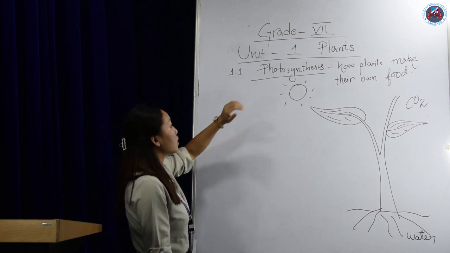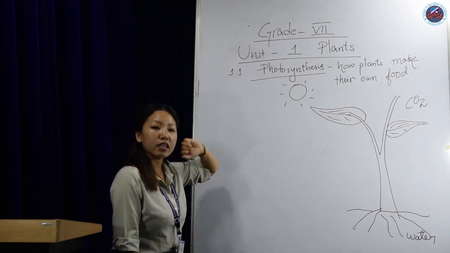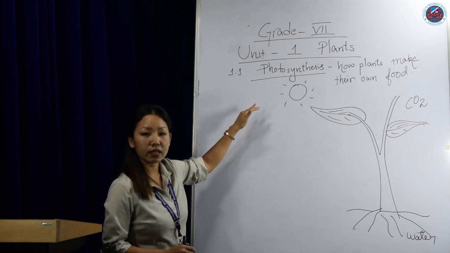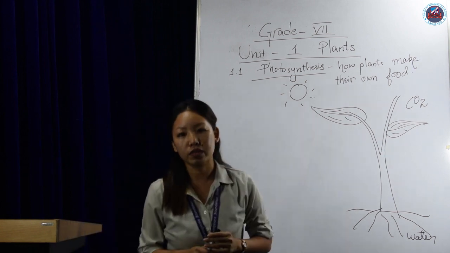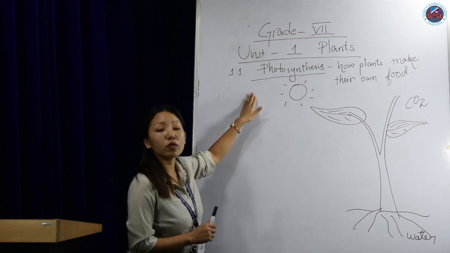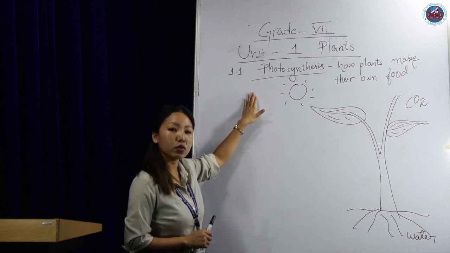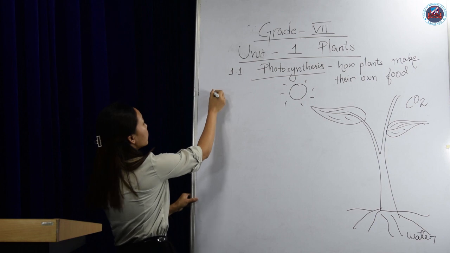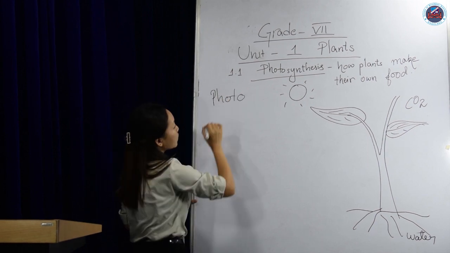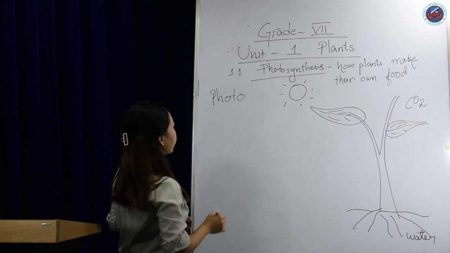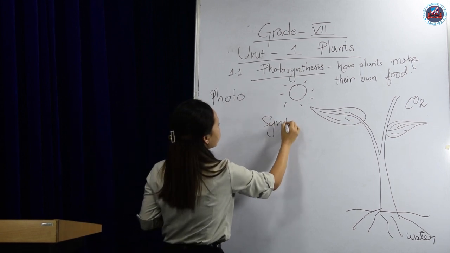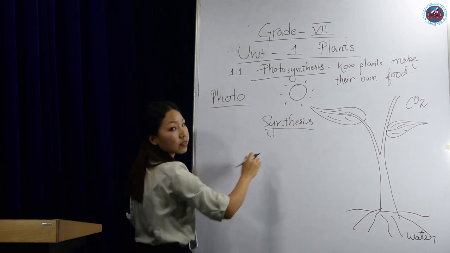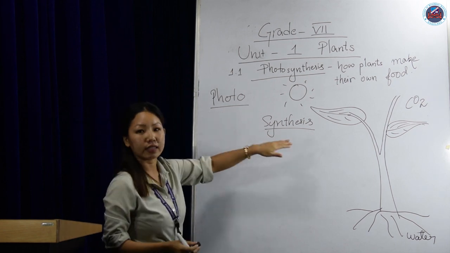Now, just by looking at the word photosynthesis, it looks like a really big word, but it's actually not. It is a compound word and is made up of two different words. Look at the word photosynthesis. Can you identify the two different words? Well, the first word is photo. And the second word is synthesis. Photosynthesis. Now, what do you mean by the words photo and synthesis?